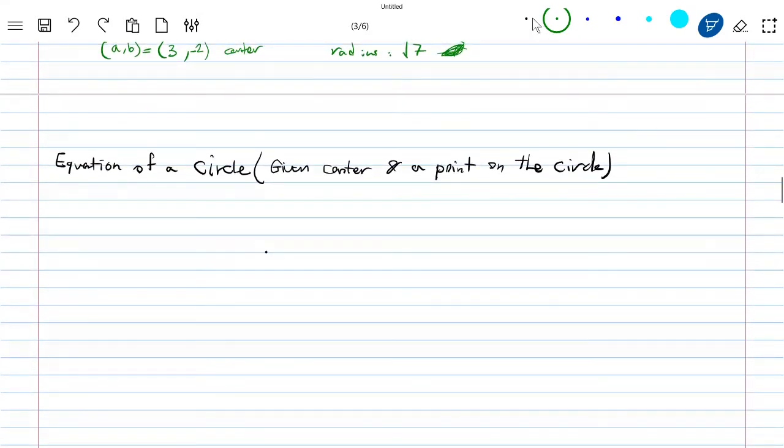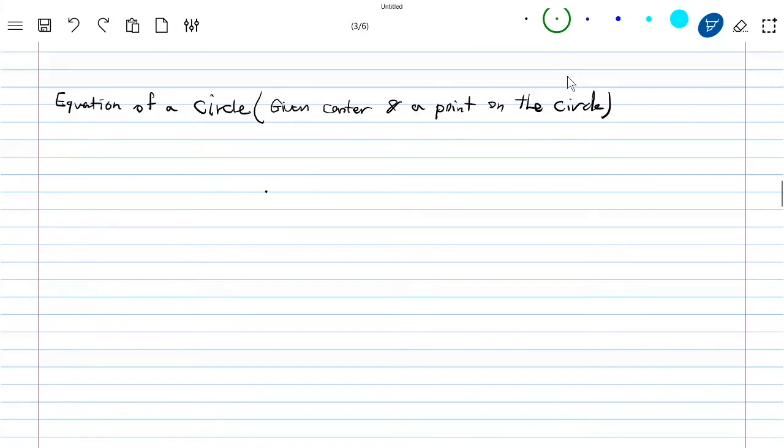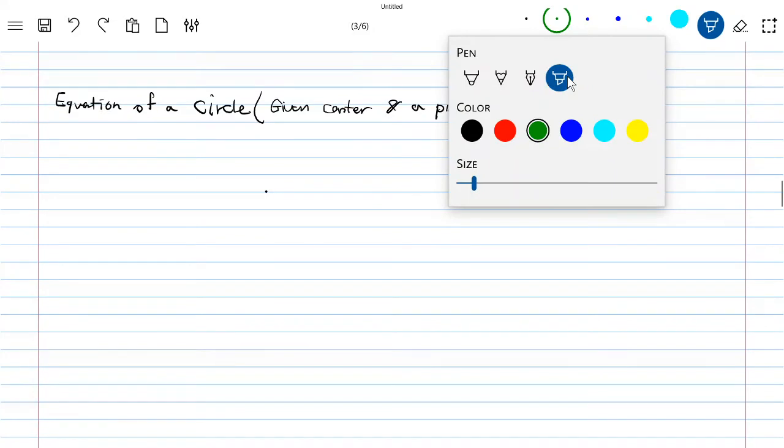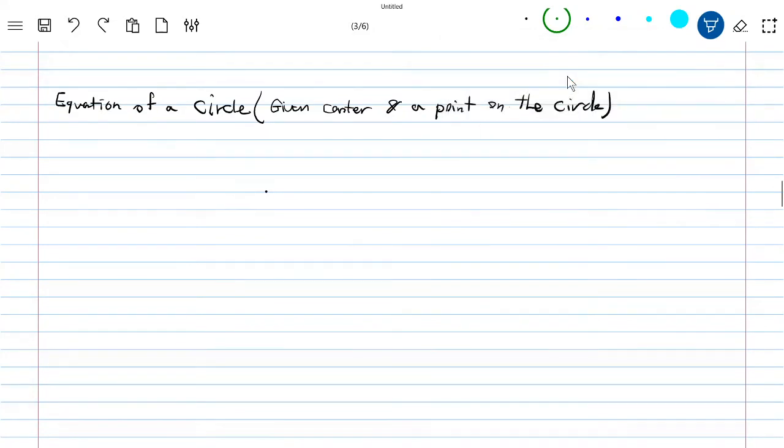There is another type of question that they often ask: given the center, find the equation of a circle, but instead of the radius, they give you a point on the circle. So let's do an example to see how you do this. Maybe before I do an example, I'll show you what you can do. Okay, let's say this is the center of the circle and you have a circle.